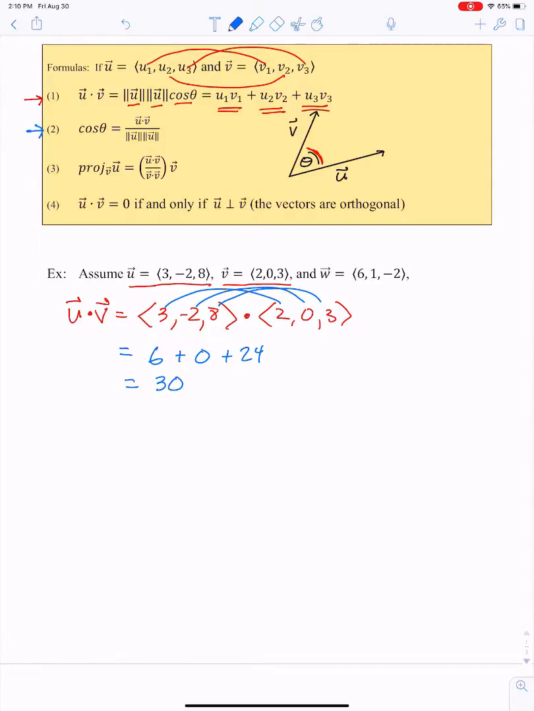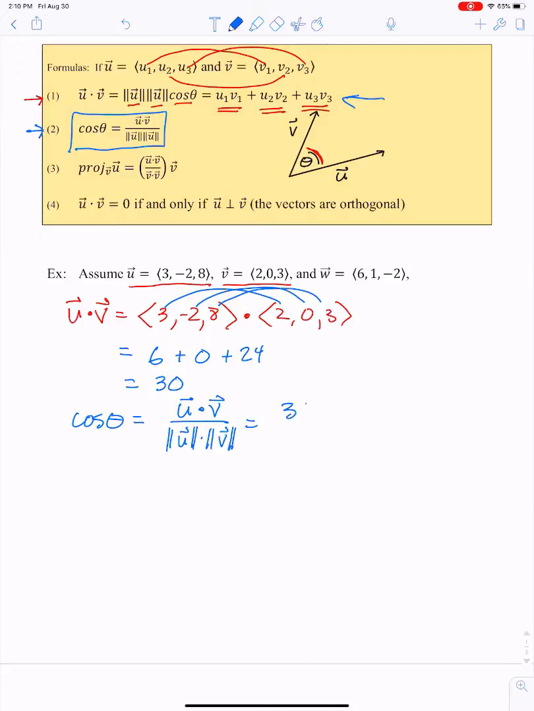Okay, so now let's look at number 2. What if I wanted to find the angle between the two vectors u and v? Well, this formula arises from the first two formulas for the dot product, and it allows you to solve the equation for cosine theta, and it's u dot v over the magnitude of u times the magnitude of v. So in this case, I could say cosine theta is equal to u dot v divided by the magnitude of u times the magnitude of v.